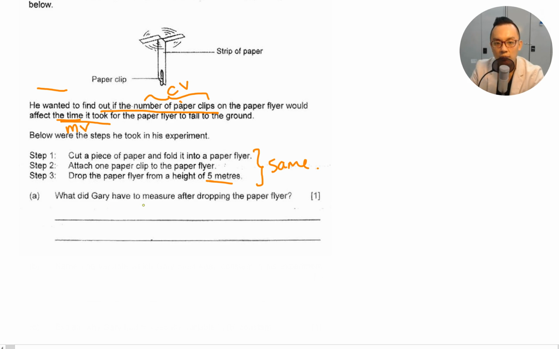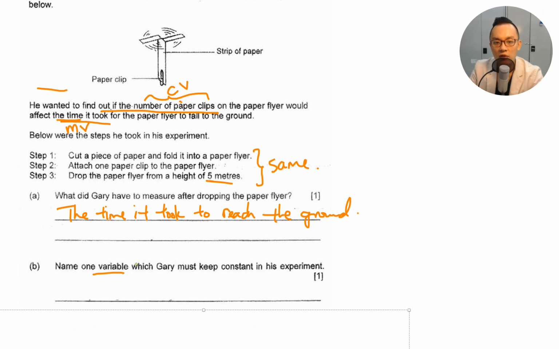What did Gary have to measure after dropping the paper flyer? He has to measure the time it took for the paper flyer to reach the ground. Okay, so that's what you can do to measure the time it took for the paper flyer to reach the ground. Name one variable that Gary must keep constant in his experiment.